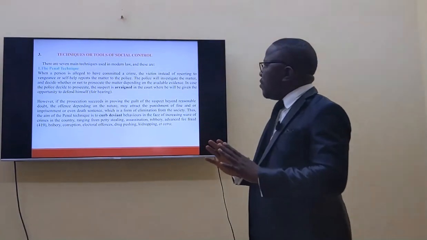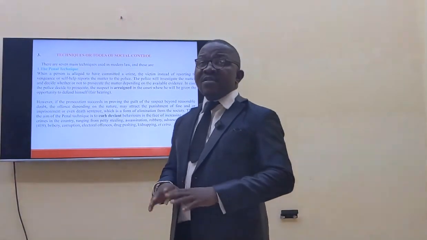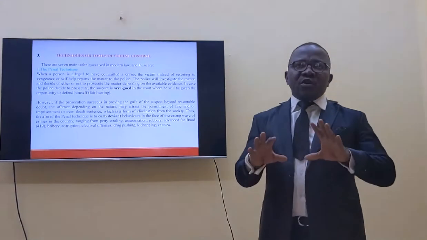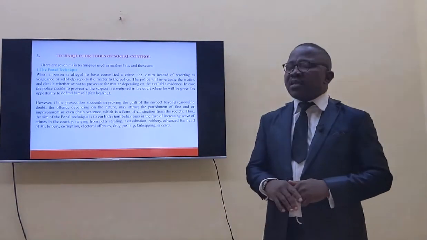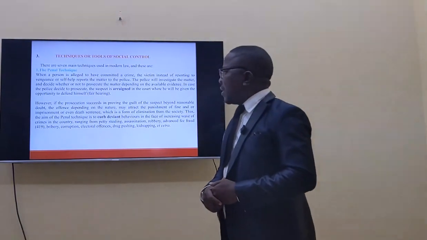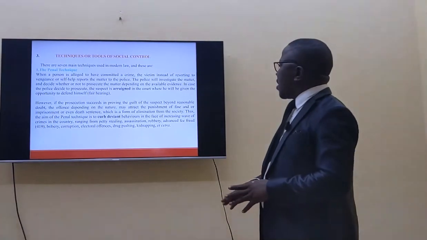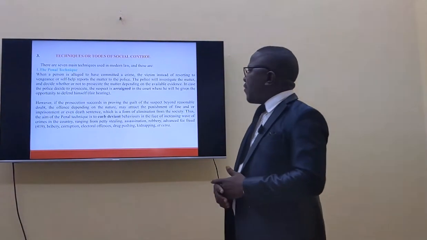There are 7 main techniques used in modern law. 7 of them. You must be conversant with these techniques as we are going to take them one after the other. The first one is the penal technique. Where a person is alleged to have committed a crime, the victim, instead of resorting to vengeance or self-help, reports the matter to the police.